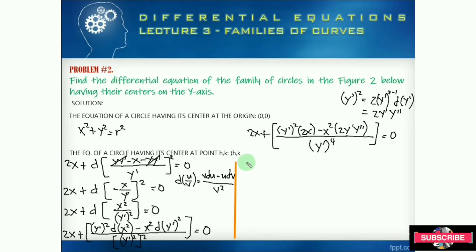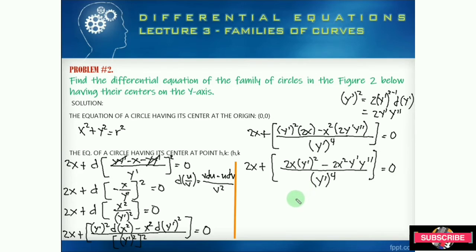So proceeding again, so we have 2x plus, so we are only after, no, to this one, a little bit complicated. So again, this would be 2x times y prime squared minus 2x squared, then we have y prime times y double prime, okay, all over y prime raised now to the fourth, and we have here equal to 0.